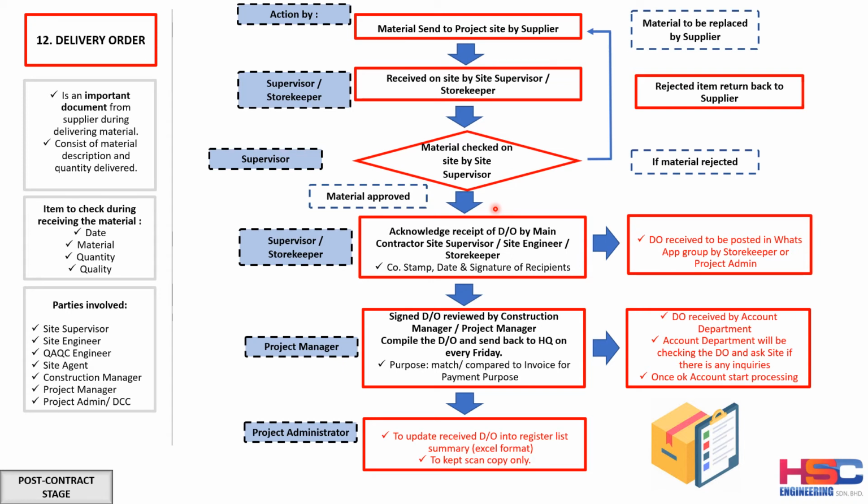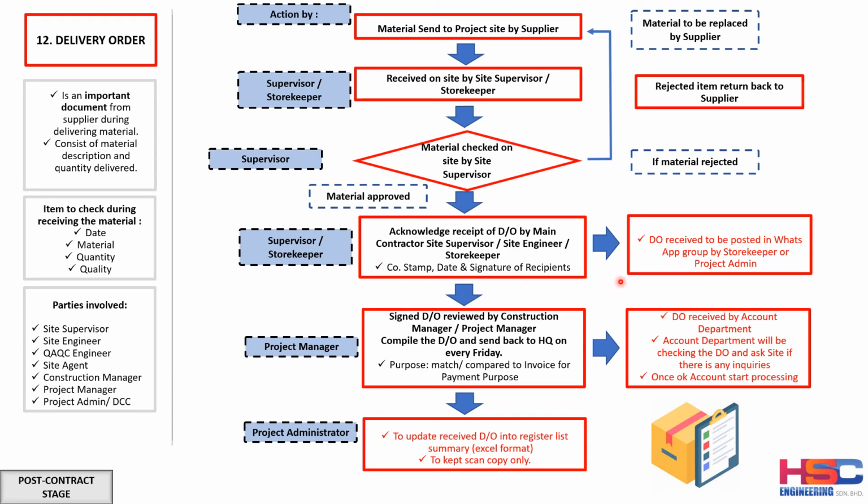But if the material is approved as per the requirement and the right material has been delivered as per the DO, then the receipt of the DO has to be acknowledged by the main contractor: the site supervisor, or the site engineer, or the storekeeper can also acknowledge. How do they acknowledge? They have to sign, put a company stamp and mention the date.